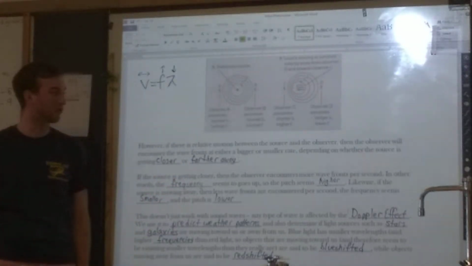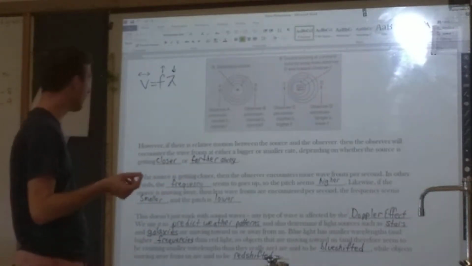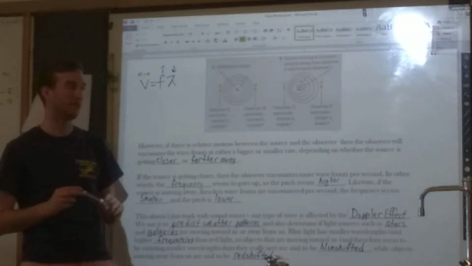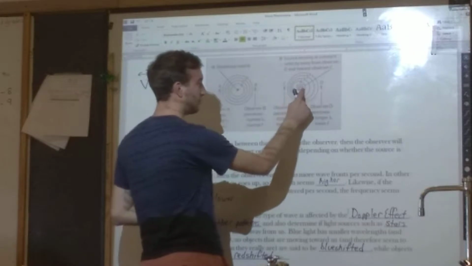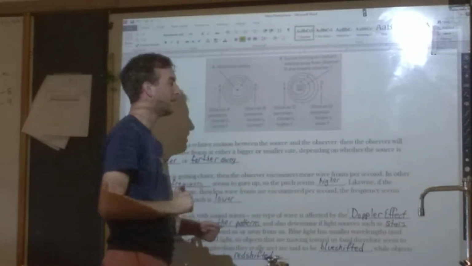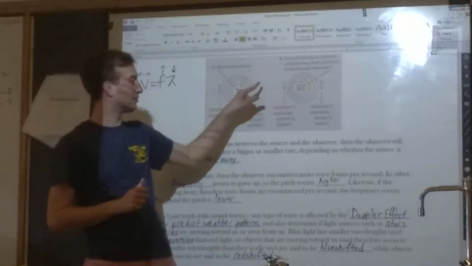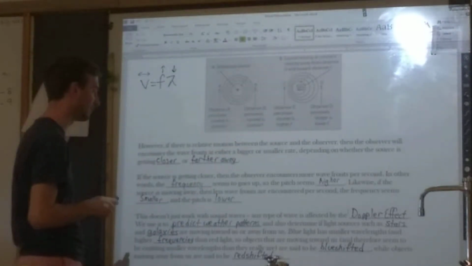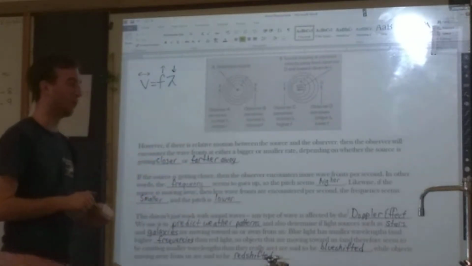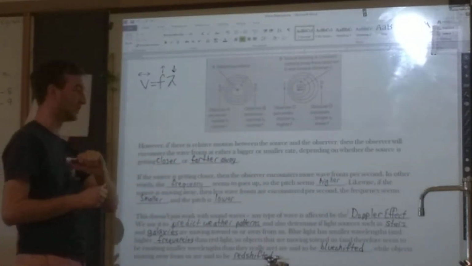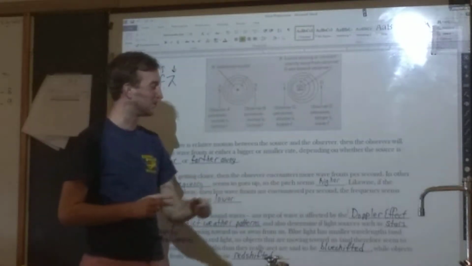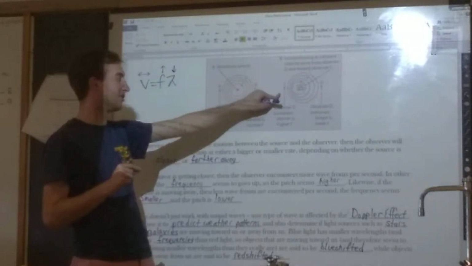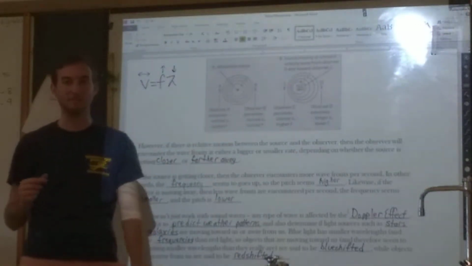If there's relative motion between the source and the observer, the observer will encounter wavefronts at either a bigger or smaller rate, depending on whether it's moving closer or farther away. The source is moving closer to C and farther away from D, so C is observing a shorter wavelength, wavefronts that are closer together, therefore a higher frequency, okay? The observer encounters more wavefronts per second, in other words, the frequency seems to go up, so the pitch seems higher. The frequency that the source is emitting didn't actually go up, but they're perceiving it as higher. Both those statements can be true, that's fine.